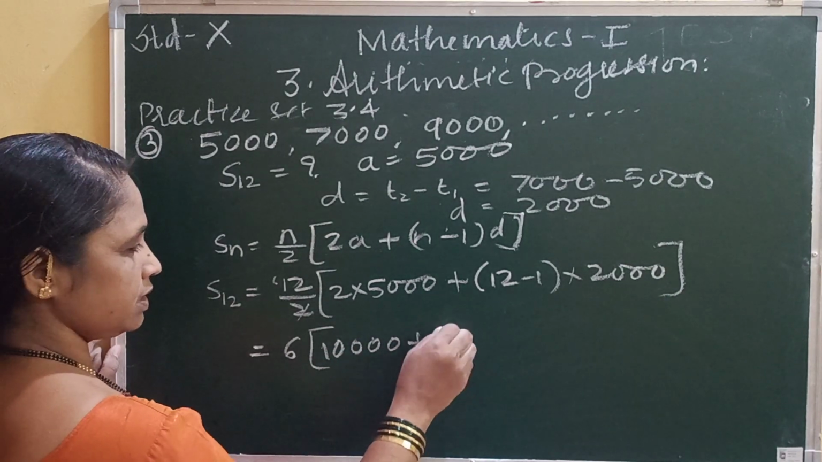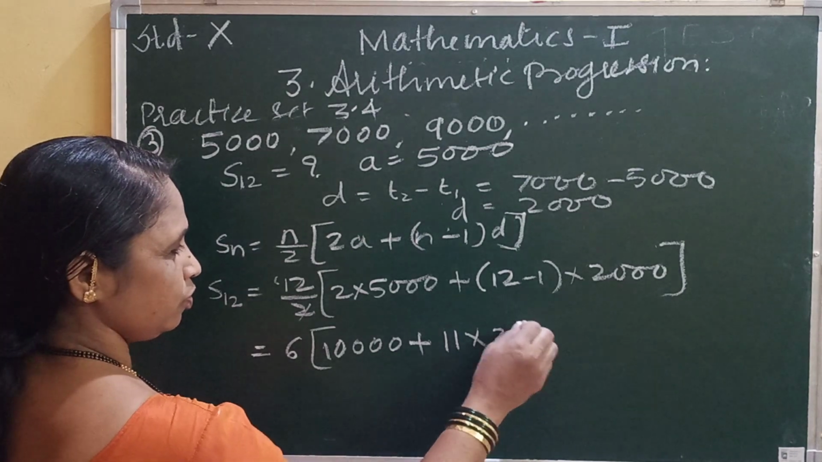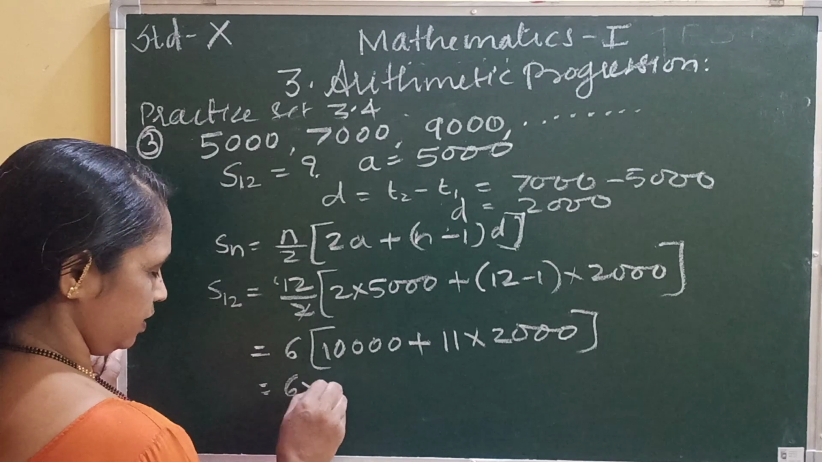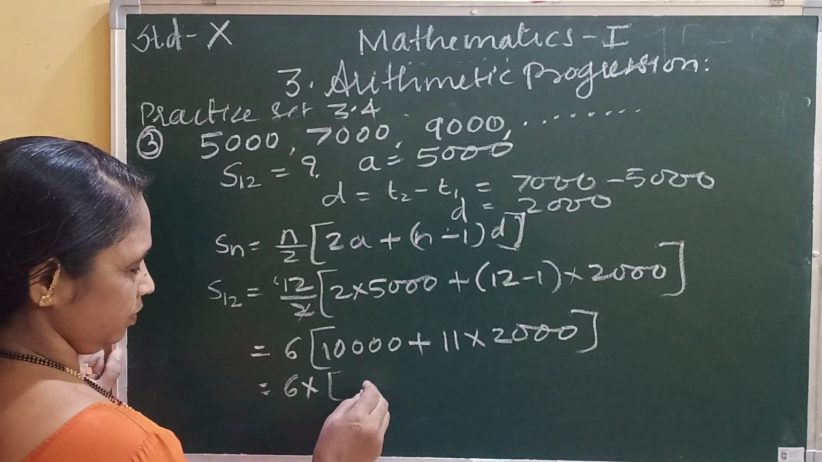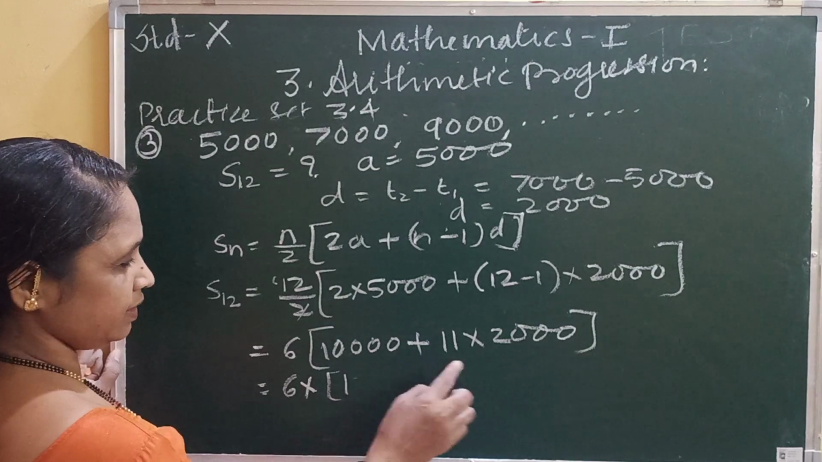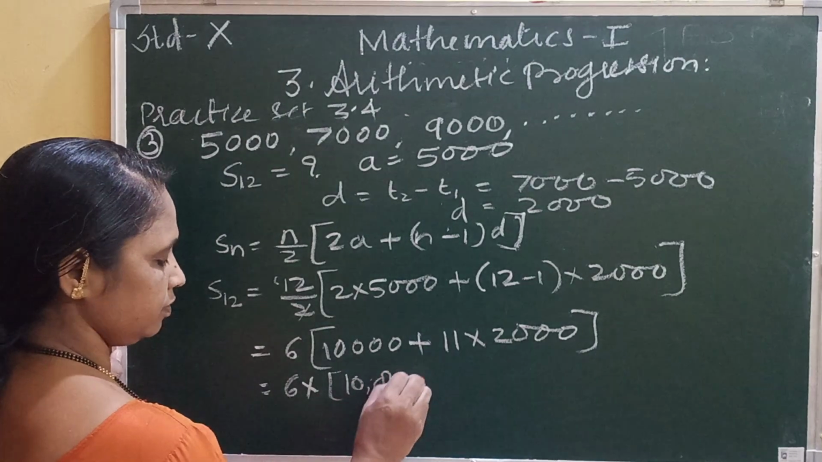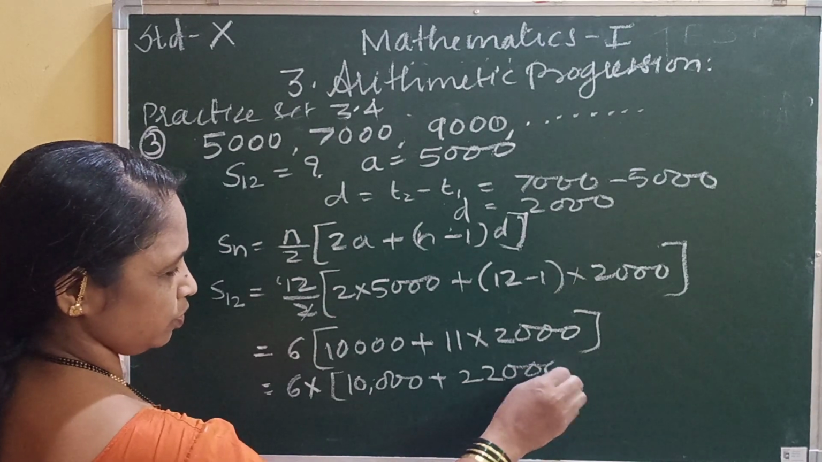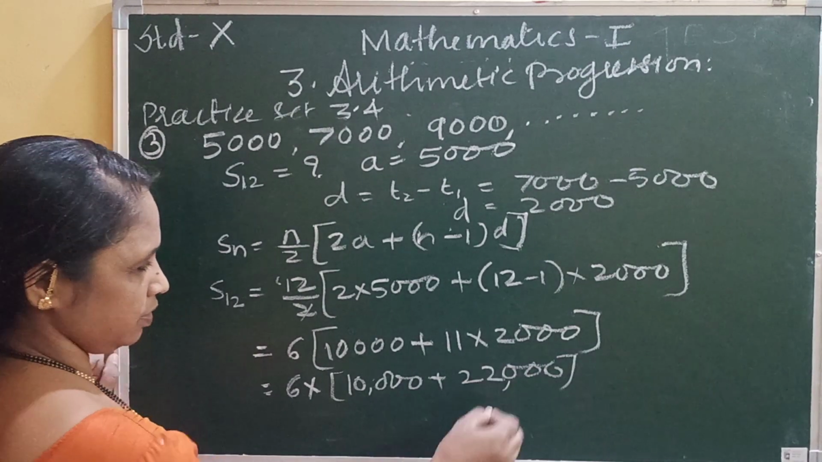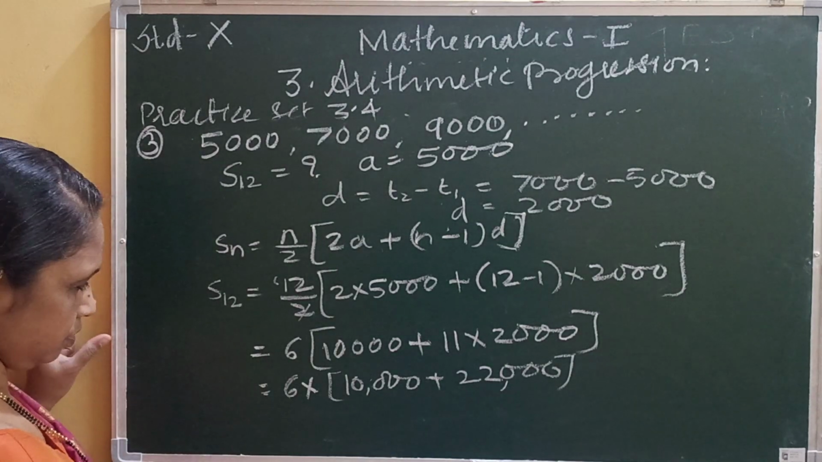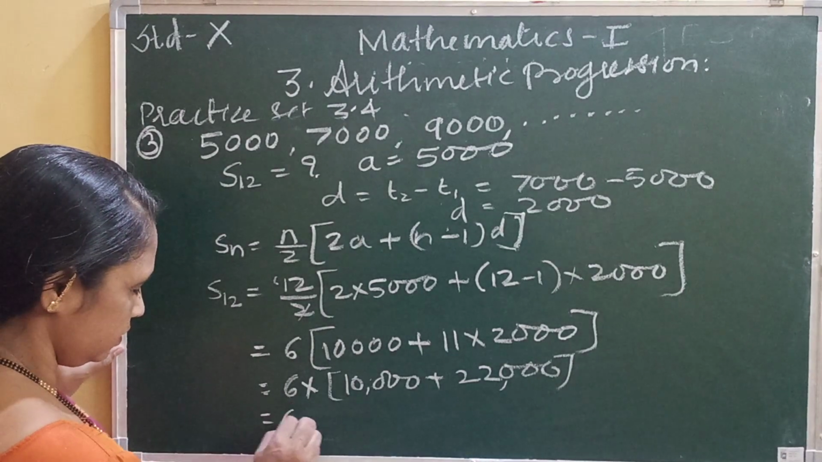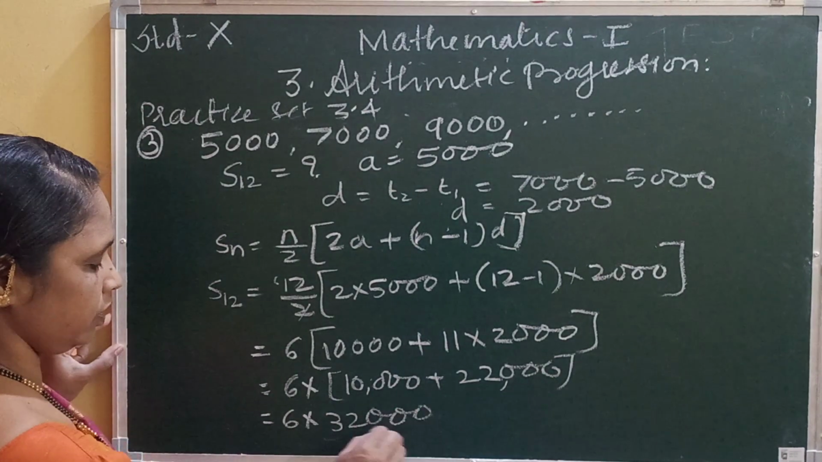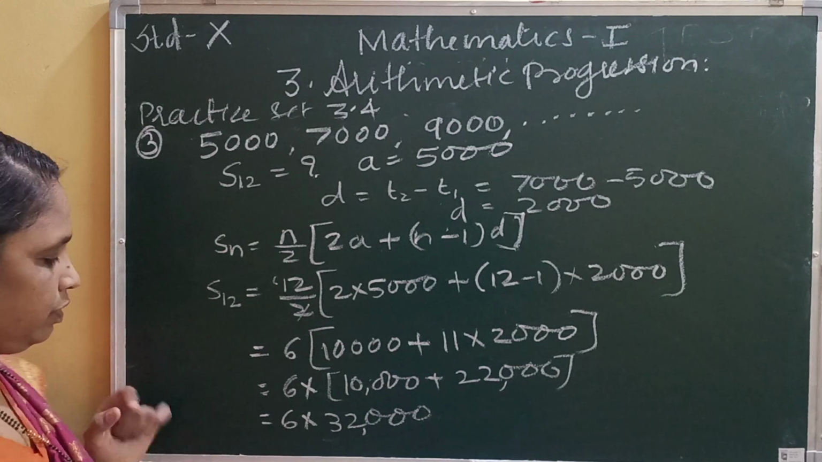10,000 plus 11 into 2,000. So it will be 6 into 10,000 plus 11 into 2,000, that is 22,000. So this will be how much? 6 into 32,000. Okay, so 32,000 means it will be how much?